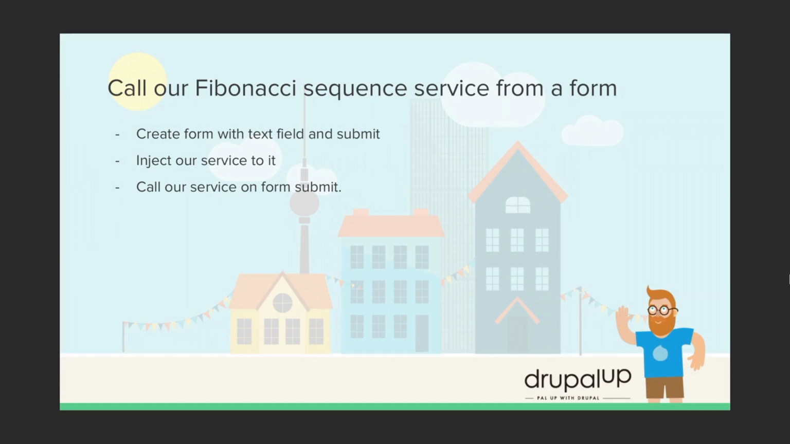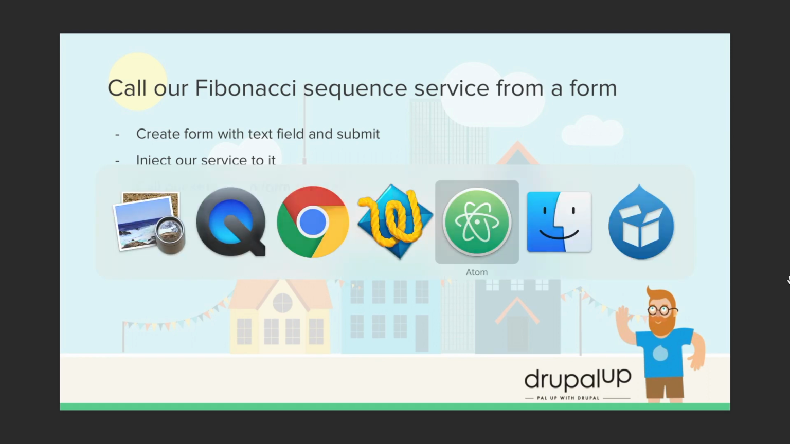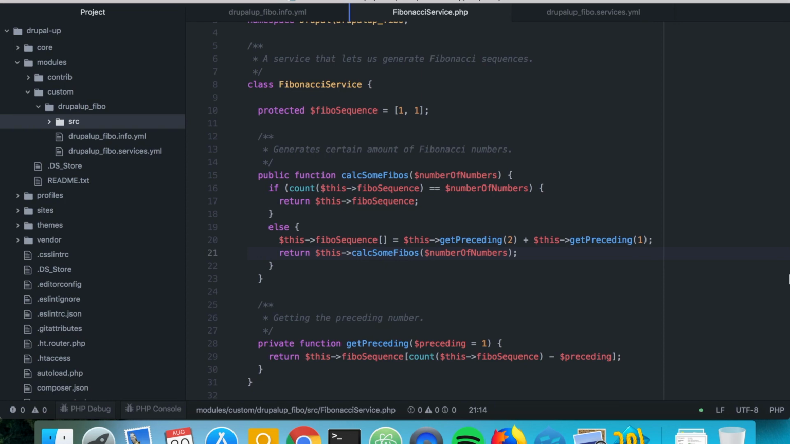In this video, we're going to be calling our Fibonacci sequence service from a form. We're going to create a form with text field and submit. We're going to inject our service to this form, and we're going to call our service on form submit. So let's quickly create a form with its own routing.